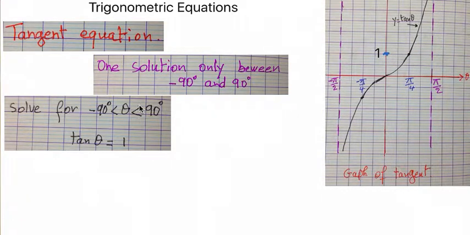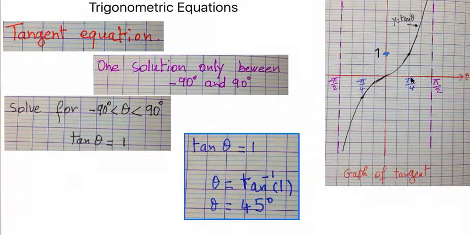This is an example. So for theta between minus 90 and 90, the equation tangent theta equals 1. As you can see here, this is our 1 for tangent, and it is the y coordinate of this point, and the point has an x coordinate pi over 4, which is 45 degrees. So there is only one solution between minus 90 and 90, which is pi over 4. So the tangent has one unique solution. For tangent theta equals 1, theta equals tangent inverse of 1, and theta equals 45. And by the way, for the tangent equation, whatever the value given here, you get one solution, of course between minus pi over 2 and pi over 2, or between minus 90 and 90.